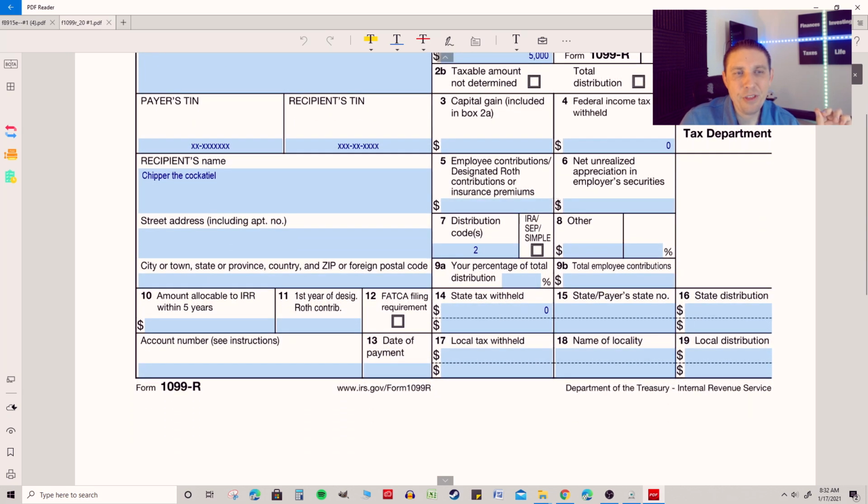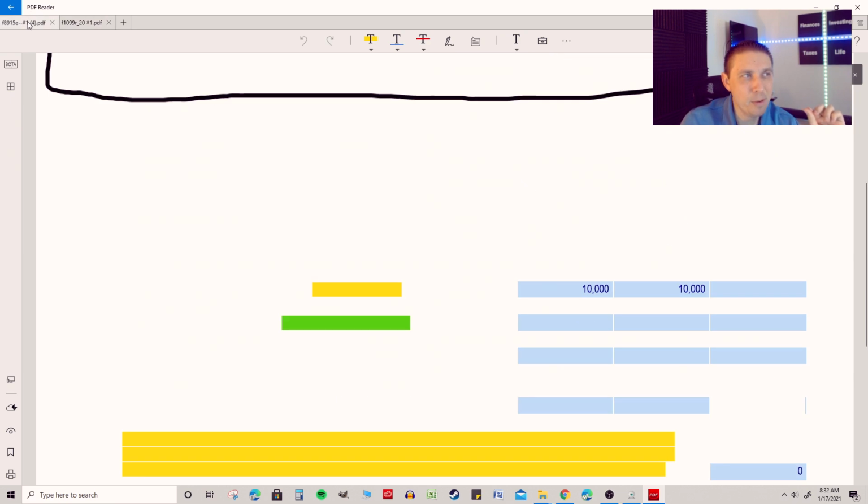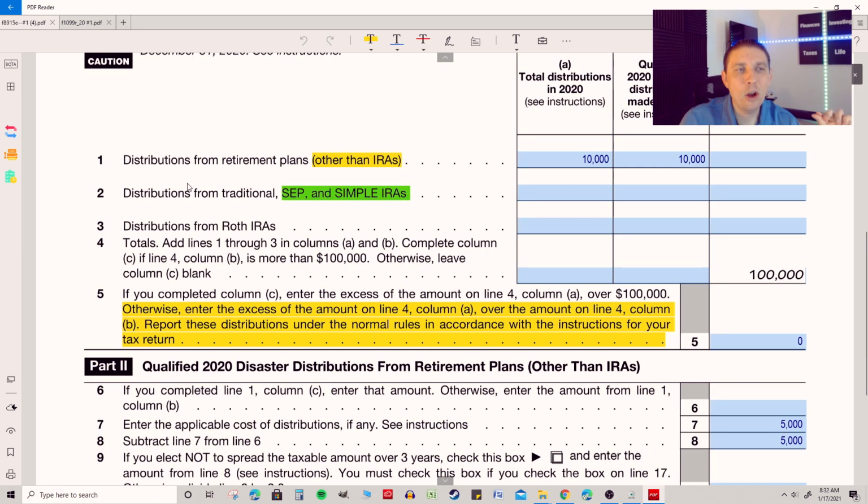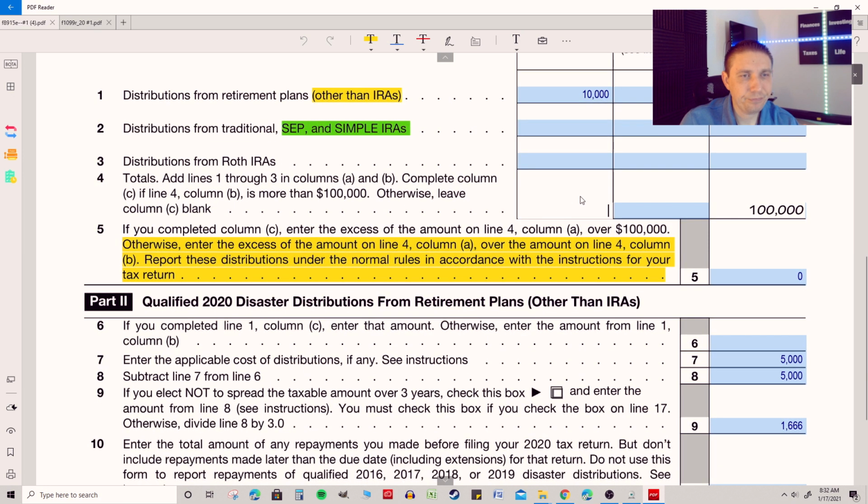And notice that the box for IRA, SEP, or Simple is not checked, which indicates this is not an IRA type of retirement account that the money's coming out from. Therefore, in line 1A, we're going to enter $10,000, and then in line 1B, because all $10,000 is a qualified disaster distribution, we're going to enter $10,000 there. Unless we have distributions from these other areas as well, we're going to skip that. None of this is from a Roth IRA in this example. We're going to skip that.